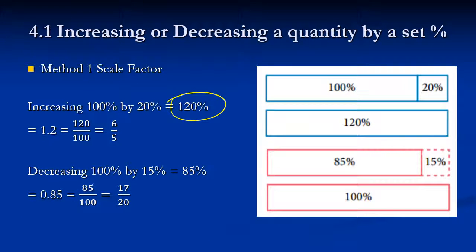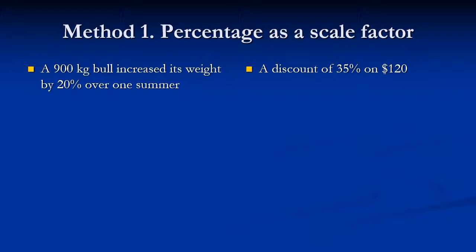If I want to decrease 100% by 15%, I'm just reducing 100% by 15%, so that's going to be minus. So that's just 0.85 or 85%. Now, if I want to express it as a fraction, that's 85 over 100, and I could simplify by dividing both the top and the bottom by a common factor, and that would be down to 17/20.